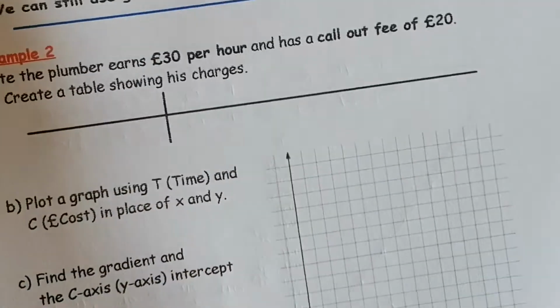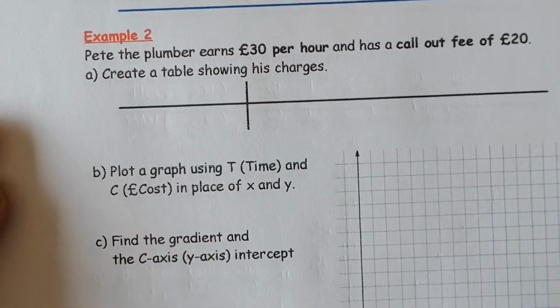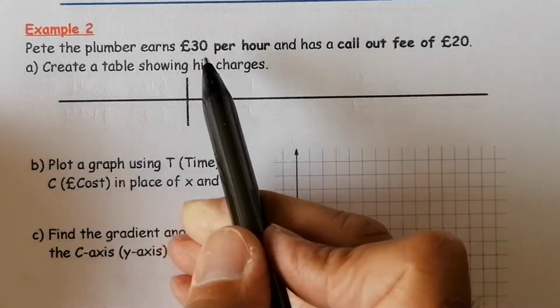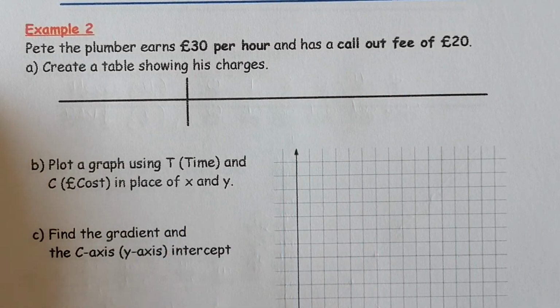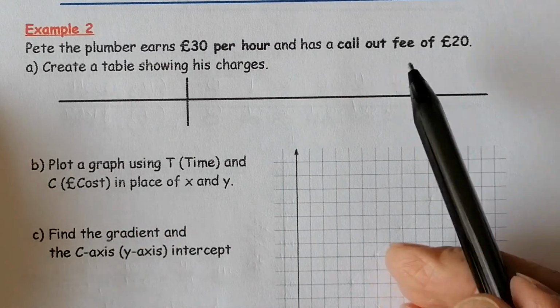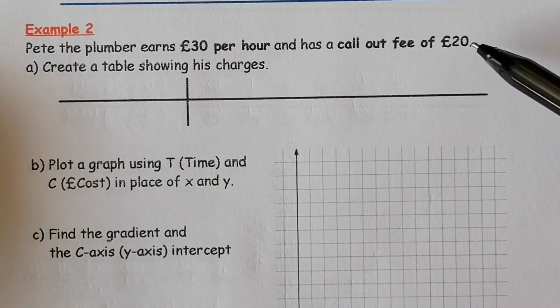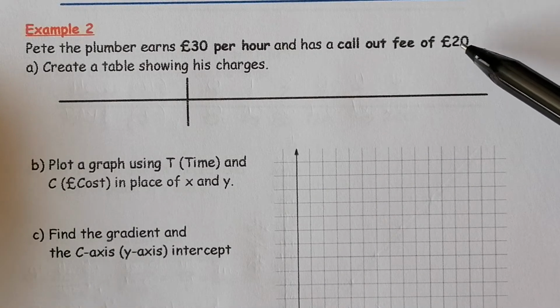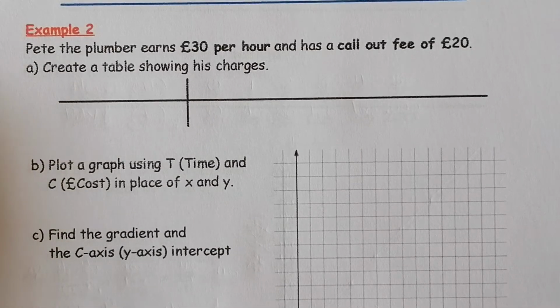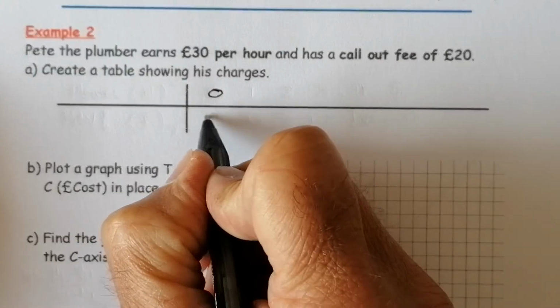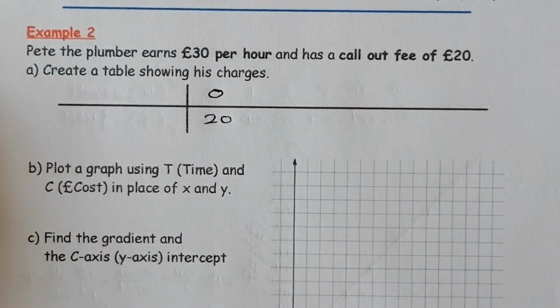Okay, so this one here we've got Pete the plumber, and he earns £30 per hour. So every hour he gets £30, but he has a call-out fee of £20. So if he comes along and looks at the work and he assesses it and doesn't really do any work, but he analyses it, that will be £20 that he'll be charging you. So for 0 hours of work, he's going to charge £20, okay?